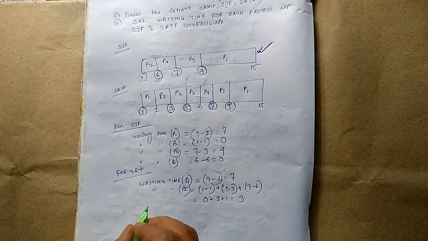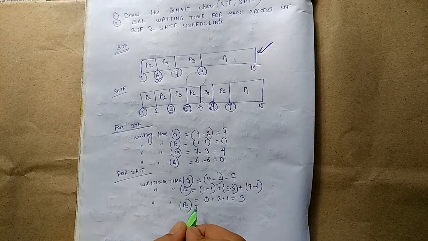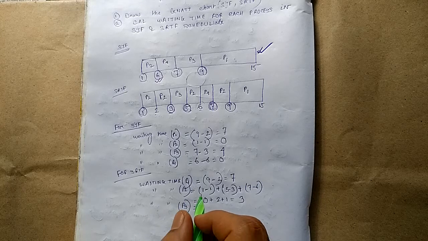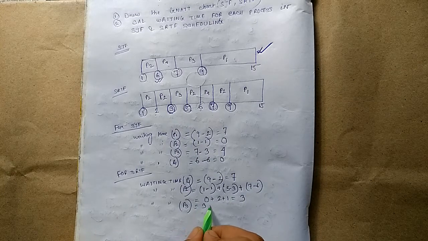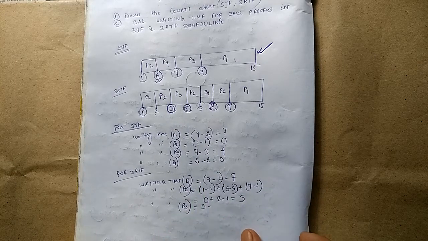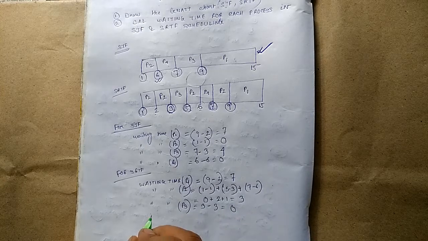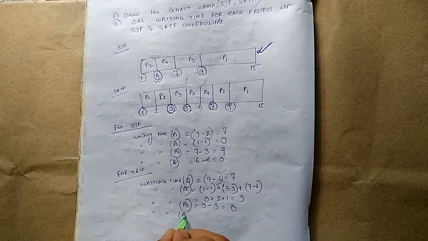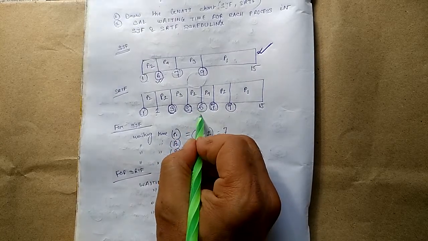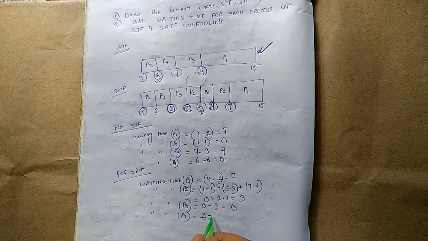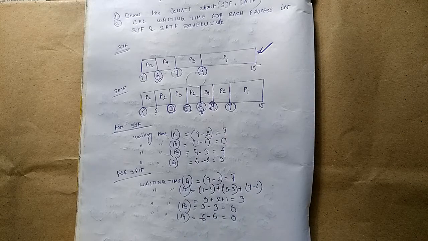Now waiting time for process P3 will be, its start time is 3 and arrival time is 3, so we will get 0. Now waiting time for process P4 will be, start time is 6, its arrival time is 6, so we will get 0.